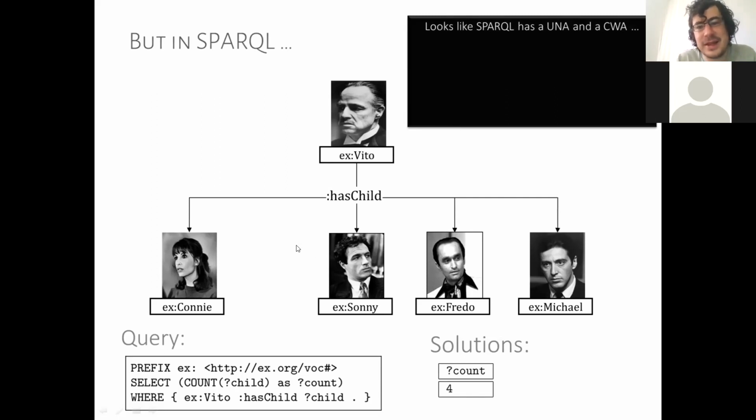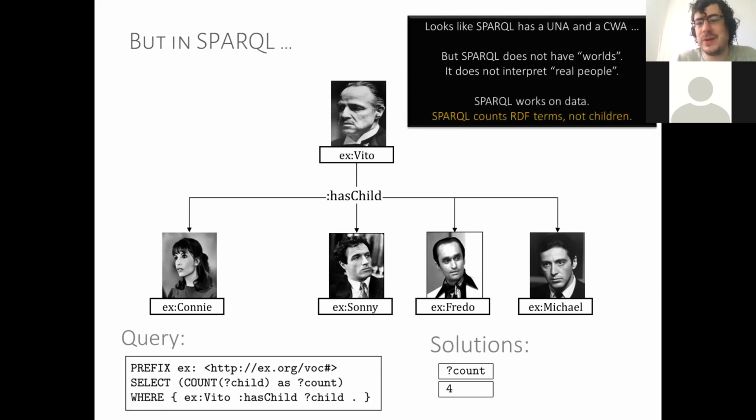However, that's not the case. Essentially, what's happening is that SPARQL does not interpret. It doesn't have worlds. It doesn't interpret real people. What SPARQL is doing is working on data. In this case, the clearest explanation is that SPARQL is counting RDF terms. It's counting how many terms there are. It shouldn't be interpreted as counting how many children Vito has.